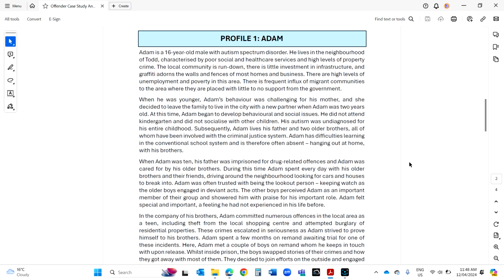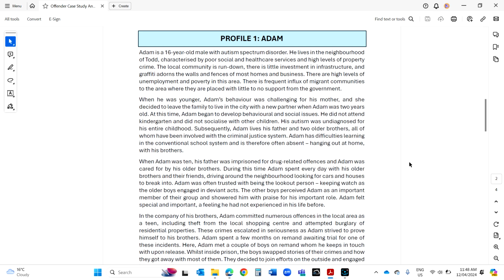Here we have the context of Adam's early life. One of the things you are required to do for each of the case studies is to connect the early life experiences of the individuals to their later or subsequent offending behaviour. So here we have Adam: his behaviour was too challenging for his mother to deal with, so she decided to leave and pursue a new life with a new family and partner. At that time, he began to develop behavioural and social issues, so he didn't attend kindergarten, he didn't socialise with other children, and his disability was undiagnosed for his entire childhood.